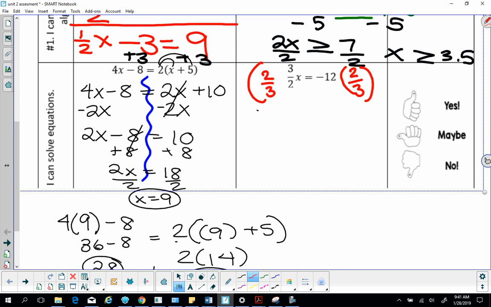How do I put a fraction in my calculator? What button do you press? The fraction button. So if you put negative 12 in your calculator times 2 over 3, what do you end up getting? What's your answer? Oh, negative 8. Negative 8.